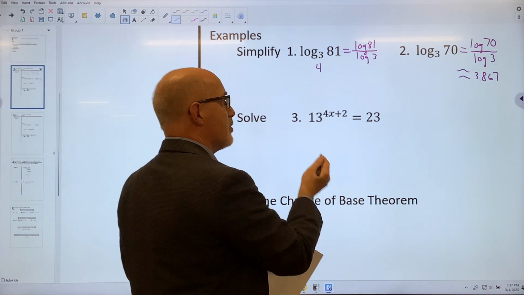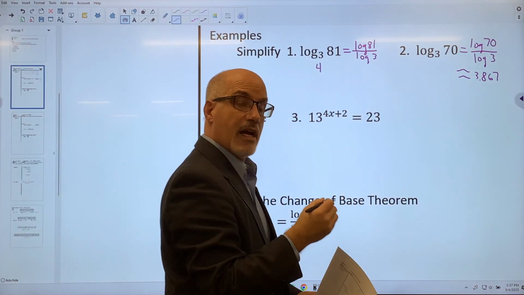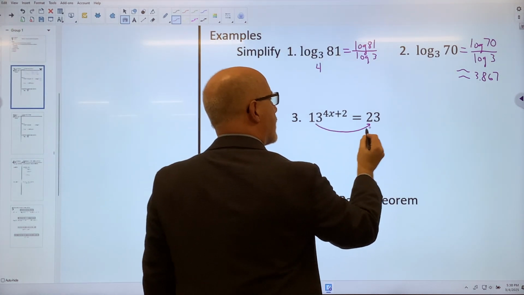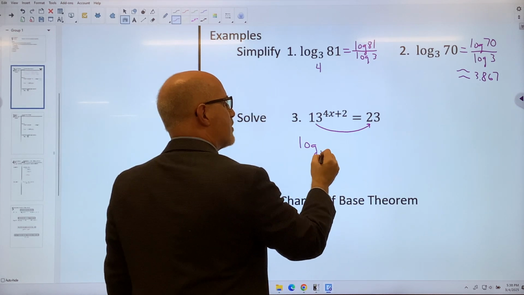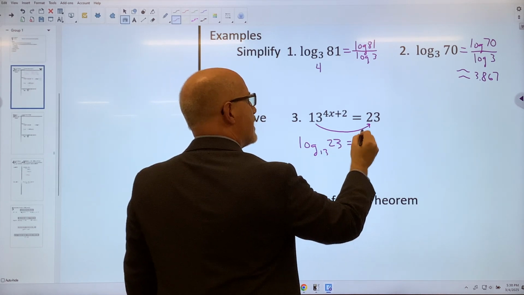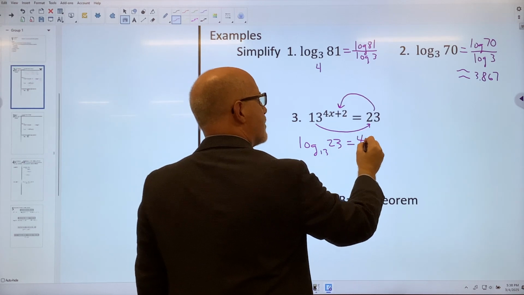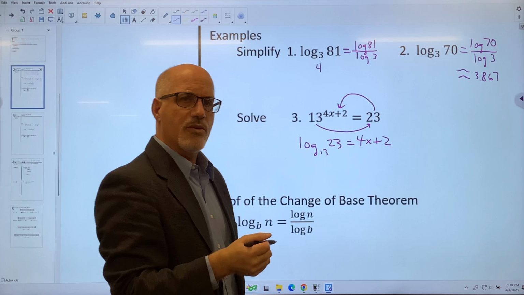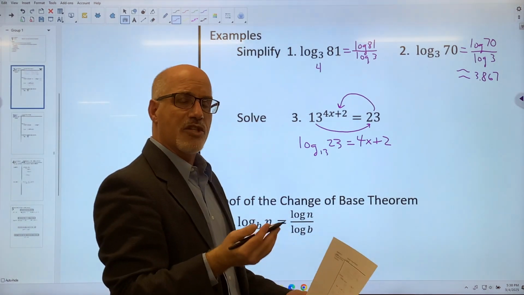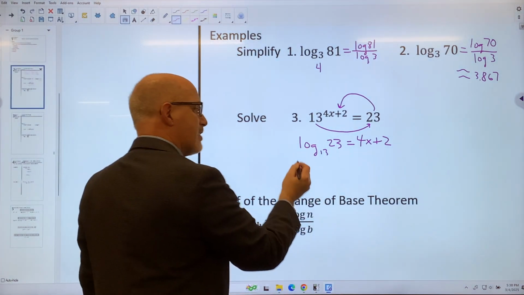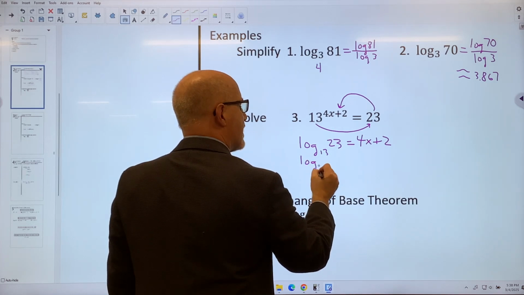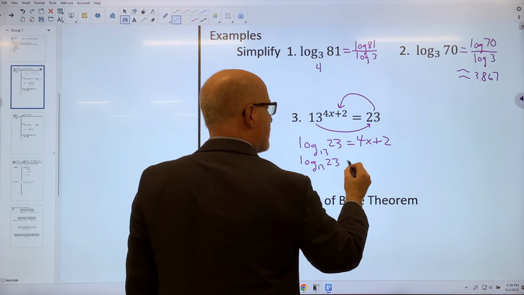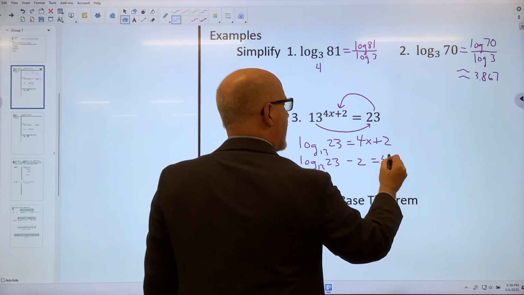So first thing I'm going to do is convert it into a log. I'm going to use my circle tool and say log base 13 of 23 is going to equal 4x plus 2. Now I can do this on my calculator if I'd like to, but to keep it exact, I'm going to just leave it in this form, and then I'll do the calculations at the end. Log base 13 of 23, we're going to subtract 2, equals 4x.